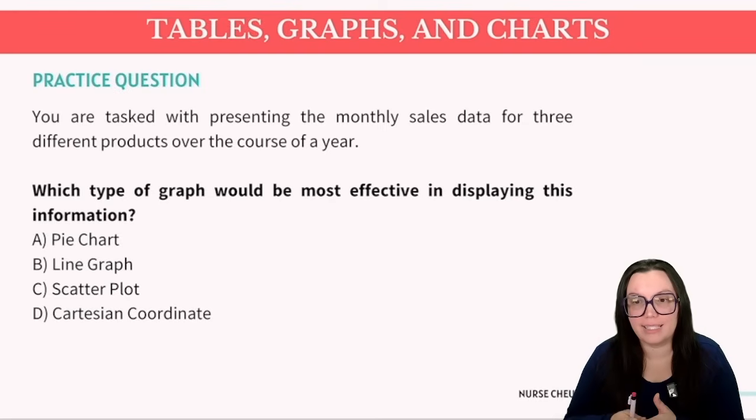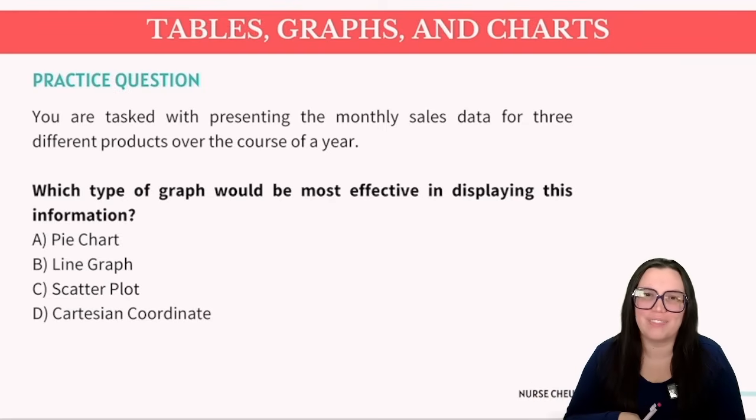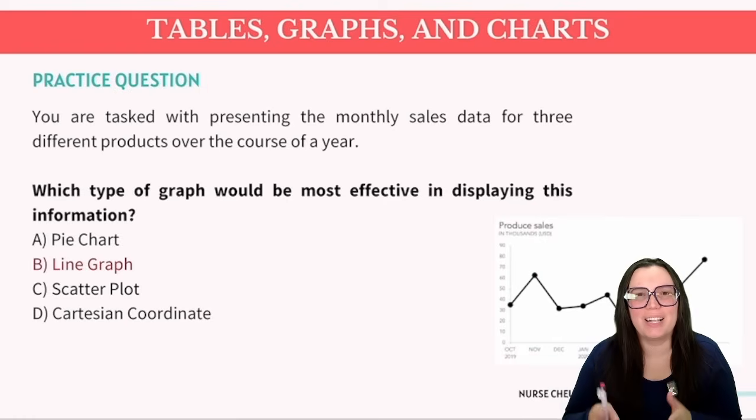You were tasked with presenting the monthly sales data for 3 different products over the course of a year. Which type of graph would be the most effective in displaying this information? Is it A, a pie chart, B, a line graph, C, a scatter plot, or D, a Cartesian coordinate? And the correct answer is B, a line graph.